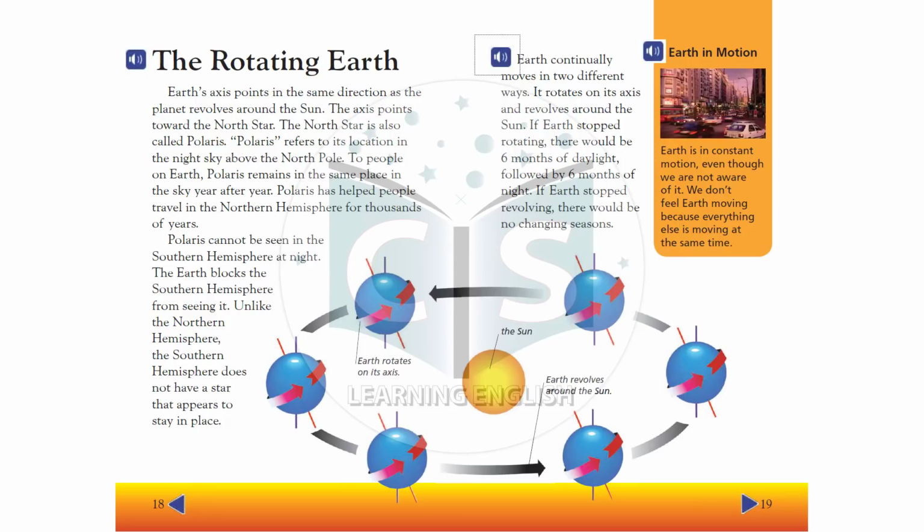Earth continually moves in two different ways. It rotates on its axis and revolves around the sun. If Earth stopped rotating, there would be 6 months of daylight followed by 6 months of night. If Earth stopped revolving, there would be no changing seasons.